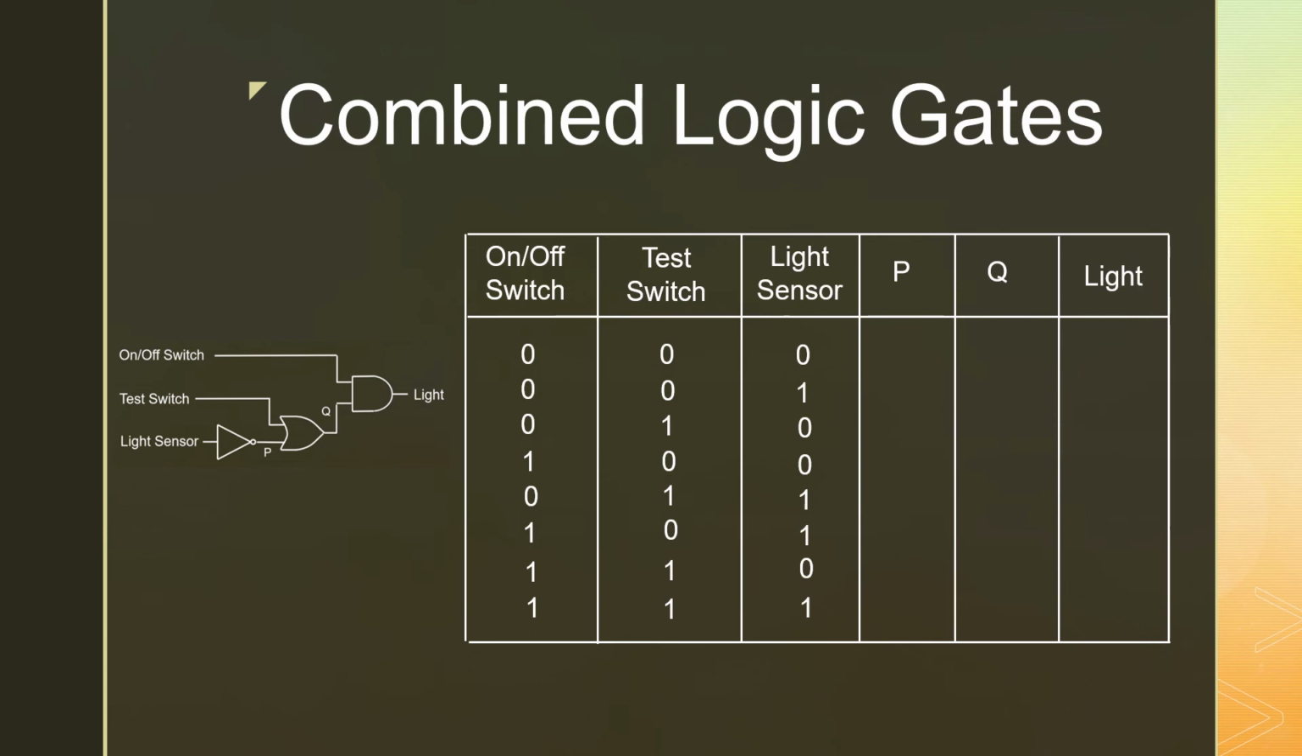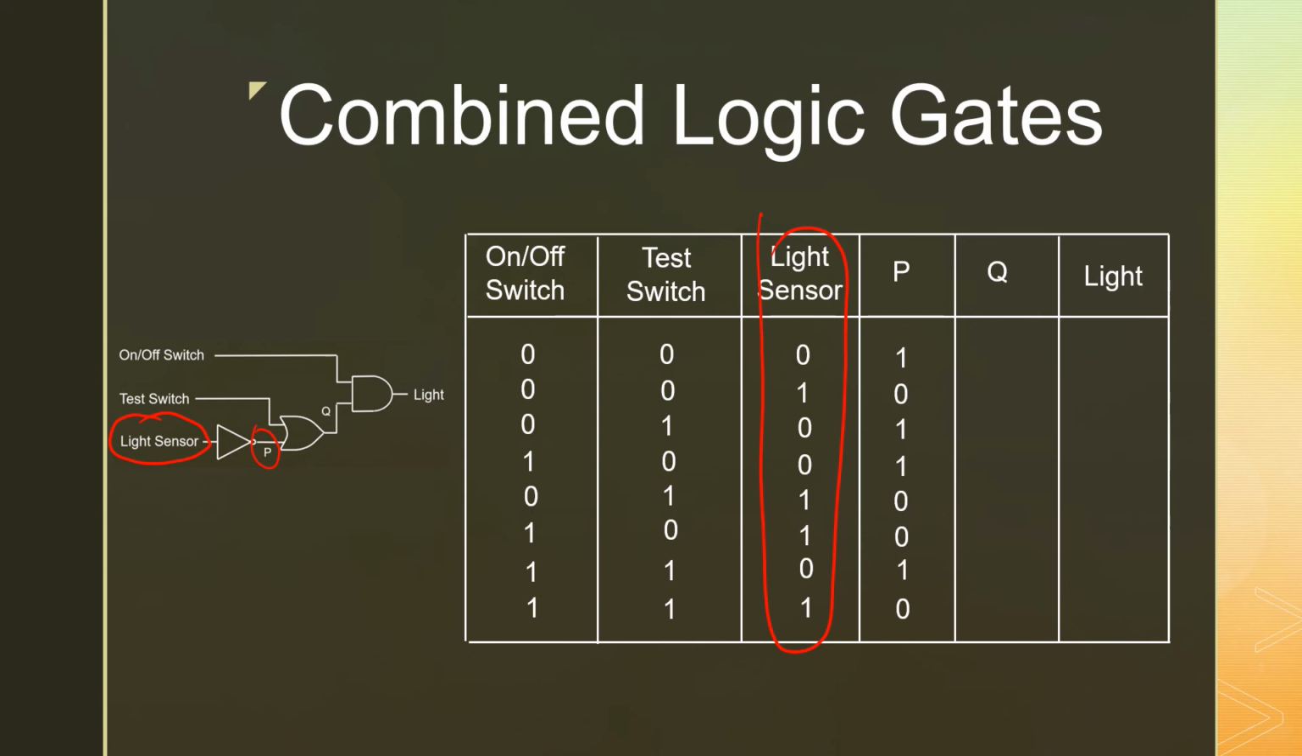Okay, let's now have a look at P. Well, it's very, very small here, but we should be able to see P is the reverse of the light sensor. So here is my light sensor column. All I'm going to do for column P is just reverse it. So 0 becomes a 1, 1 becomes a 0, 0 becomes a 1, 0 becomes a 1, 1 becomes a 0, 1 becomes a 0, 0 becomes a 1, and 1 becomes a 0.